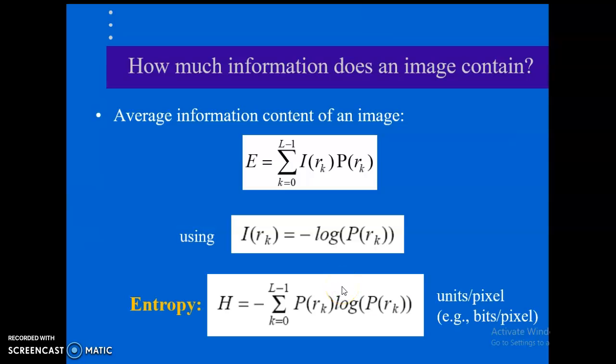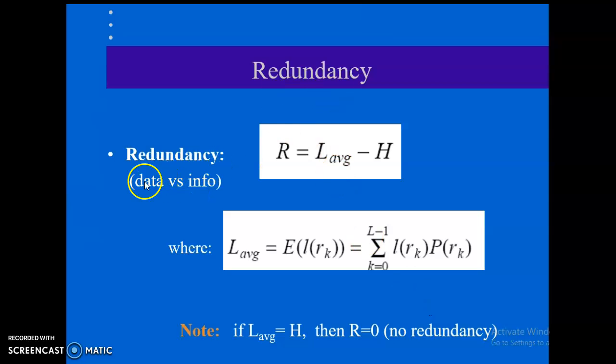Entropy H = minus summation over k = 0 to L minus 1 of P(r_k) log P(r_k), in units of bits per pixel. Redundancy, data versus information: R = L_avg minus H, where L_avg = E of l(r_k) = summation over k = 0 to L minus 1 of l(r_k) P(r_k). Note, if L_avg = H, then R = 0, that is, no redundancy.